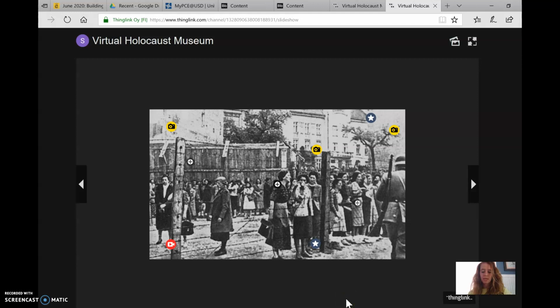Finally, as we move on into Exhibit 4, the Jews were relocated to ghettos. Okay, so walled off portions of the city. Again, we'll get to this in class when we talk about this during lecture.